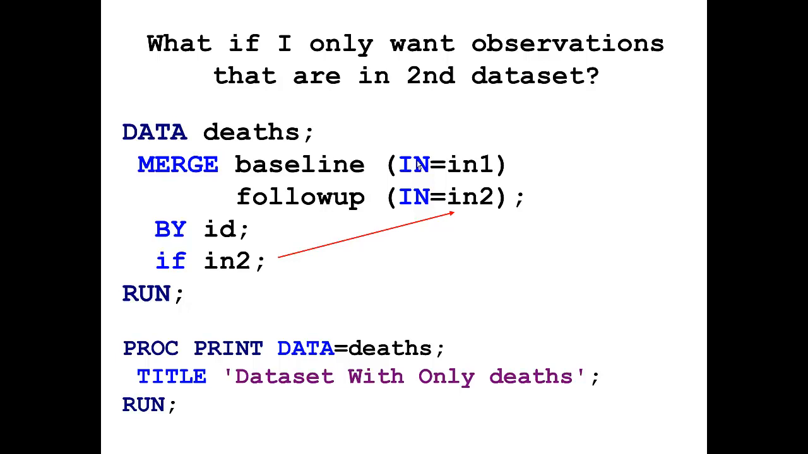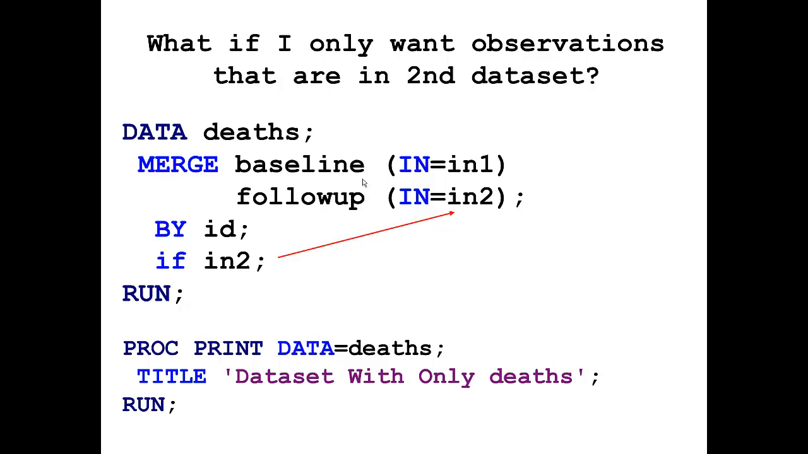So if a patient ID was on the baseline data set, then in1 would equal 1. If a patient ID was in the follow-up data set, then in2 would equal 1. And the variable names in1 and in2 are just variable names that are used in the data step. They are not actually outputted to the new data set.